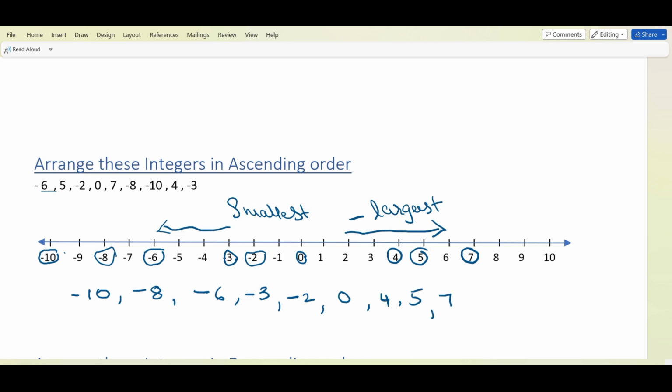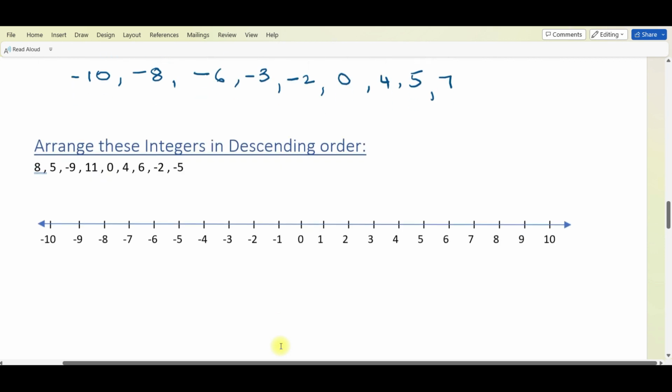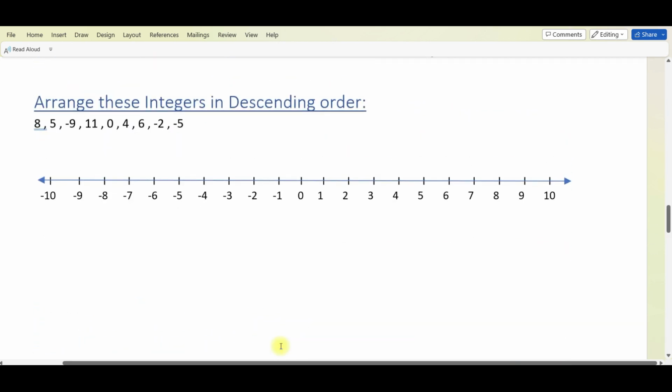So it is very easy to know that whichever number is on the left of the number line will be the smallest number. So you can arrange this way to show the ascending order. So let us understand one more example for descending order. Similarly here, let us mark the numbers which are being given on the number line first.